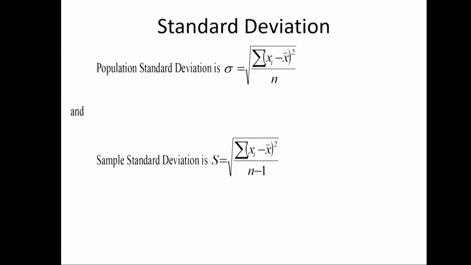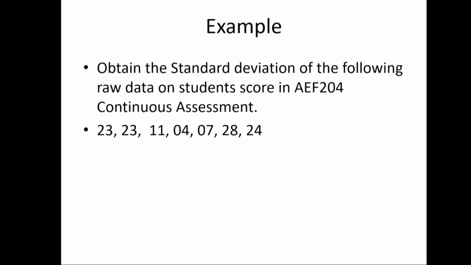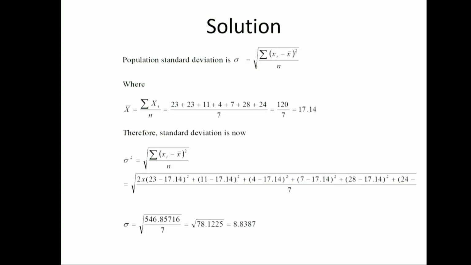So now we want to illustrate with an example. You have to obtain the standard deviation of the following raw data on student scores in AEF 204 continuous assessment. So 23, 23, 11, 11, 04, 07, 28, 24. So just as we did under variance, standard deviation by definition is just the square root of the variance. So we are now taking the square root of the variance.